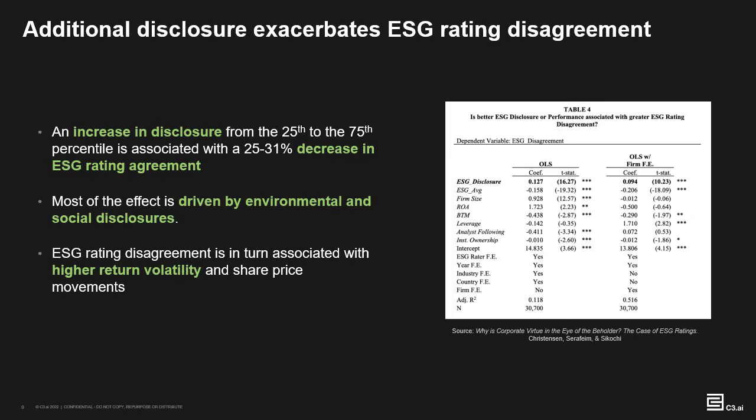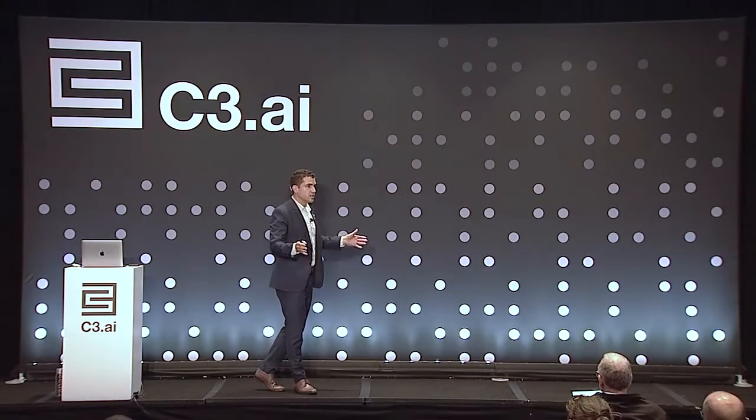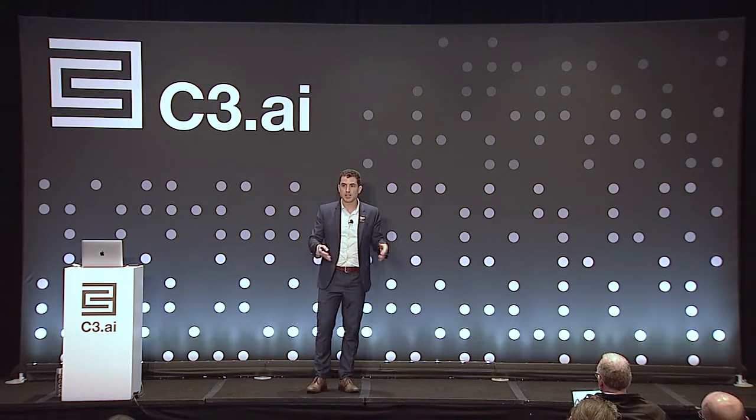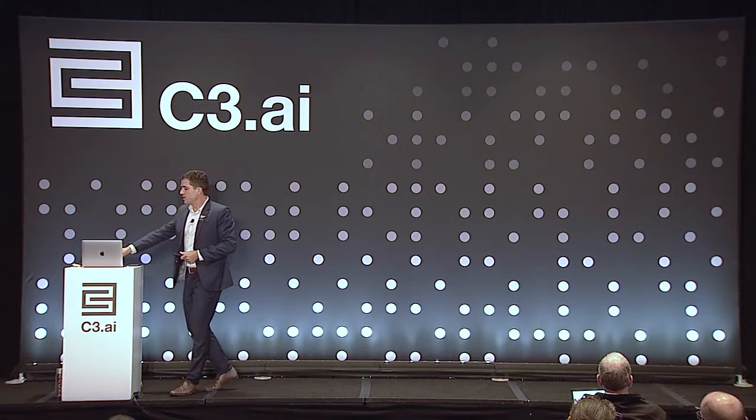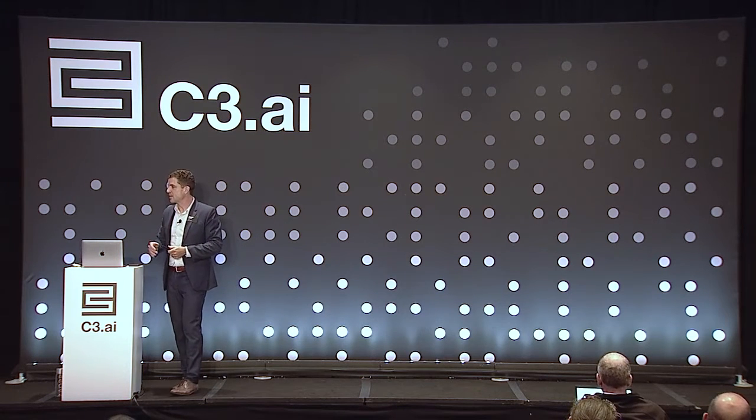And again, this isn't something we can ignore, particularly for companies, because the authors looked at what happened to a company's share price and saw that when your scores diverge more, they see more volatility in your share price, higher risk. This affects your cost of capital. These things are important. So what's the solution?